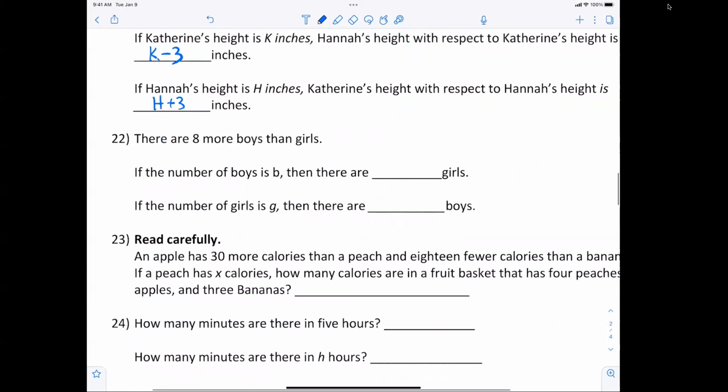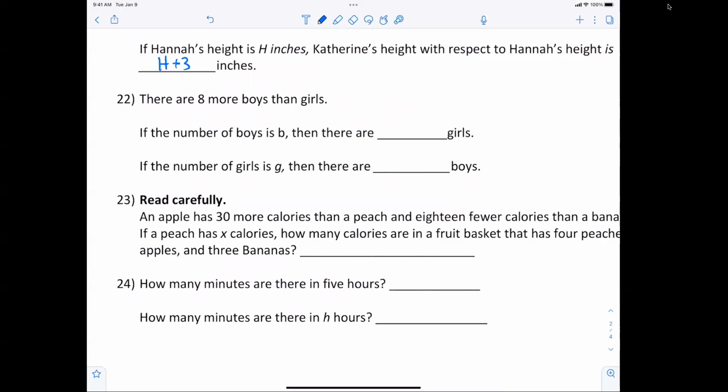All right, read the next one. Start us off. There are 8 more boys than girls. The number of boys is 3, then there are blank girls. I want you to tell me what the answer is. All right. So would it be A plus B for the first part? No, it's in relationship. If there are B boys and there's 8 more boys than girls, how many girls would there be in relationship to B? Oh, G minus 8. I don't want G involved. I want the letter B involved. B minus 8.